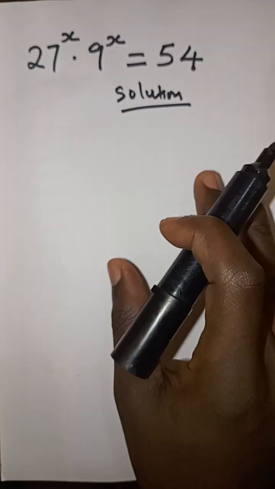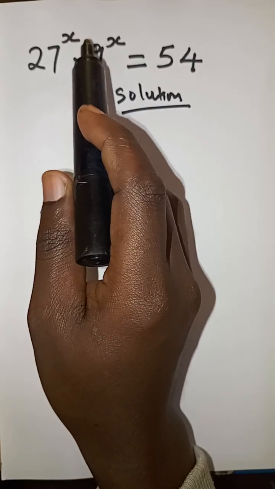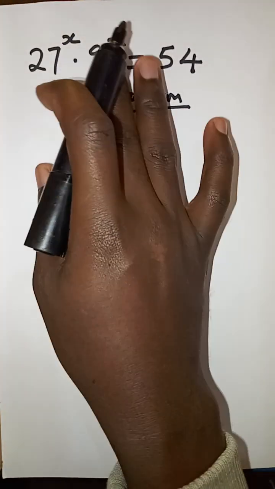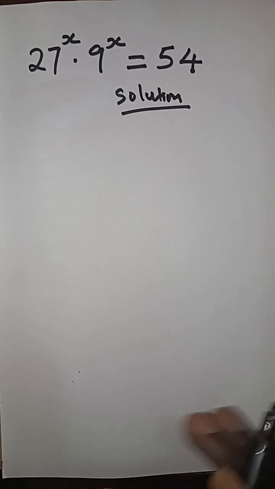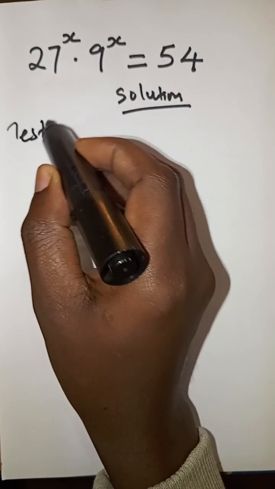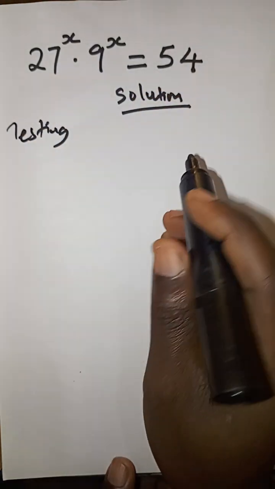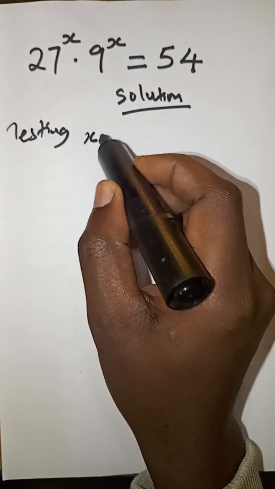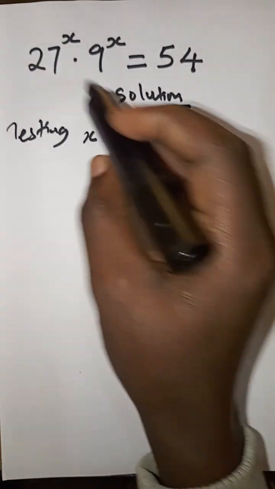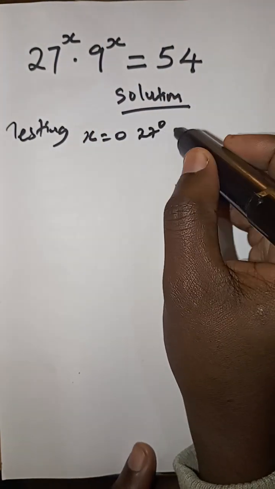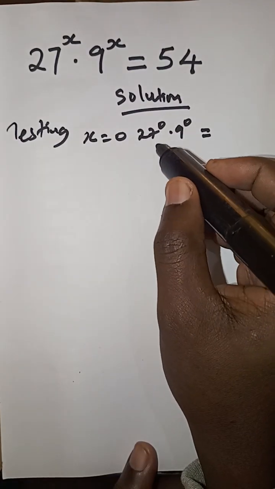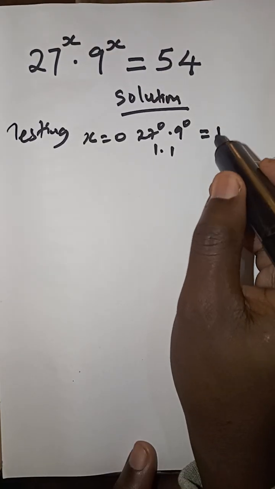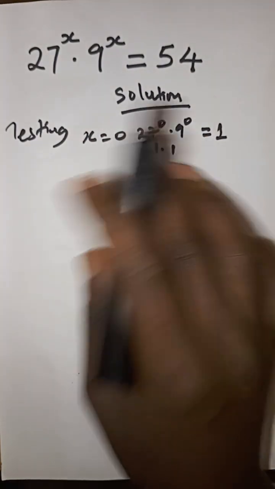And before we do the solution, are you able to predict in seconds what the actual value of x could be? Take your time. Okay, let's start by testing what our actual value of x could be. Let's say if x is 0, then this means 27 raised to 0 multiplied by 9 raised to 0. Of course, 27 raised to 0 is 1, and 1 multiplied by 1 should be 1. So x can never be 0.